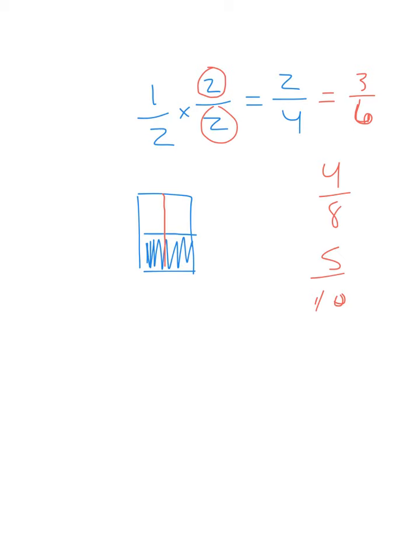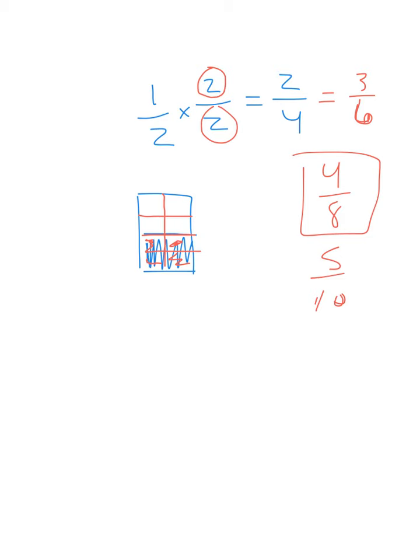And we can always show an image to make sure that that's making sense. So it can keep evolving throughout the problem. So we think about 4/8. Think about how 4/8 would look. 4 out of 8 parts is the same as 1/2. And we can do 5/10, 3/6. So that's the equivalent fractions piece.